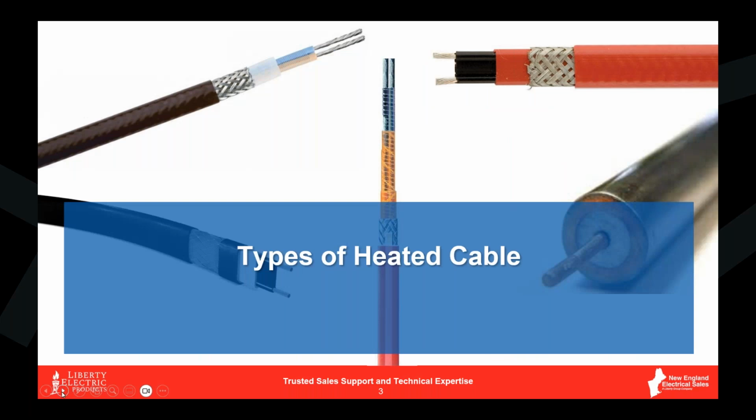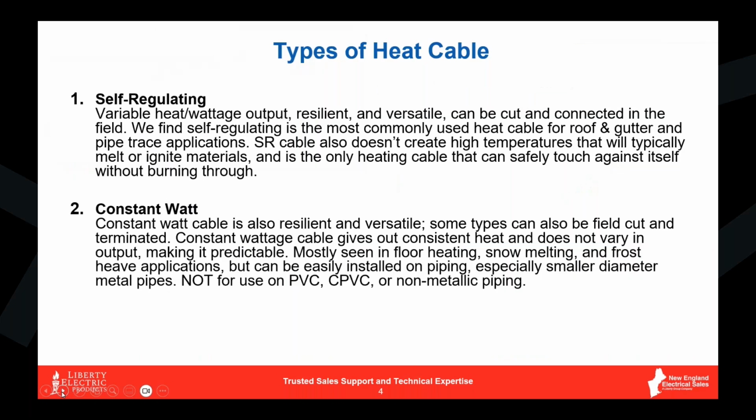So without further delay, why don't we get into our 2 different types of heating cables that are predominantly used in pipe tracing applications. Self-regulating, I'm sure many of you have heard this term before. Self-regulating cable is far and away the most popular heating cable that's used in these applications. What's great about this cable is that it's the only one that can be looped over itself, can touch against itself without burning through, which makes it easy to use out on job sites. They can be cut, spliced, connected out in the field. Pretty easy to work with.